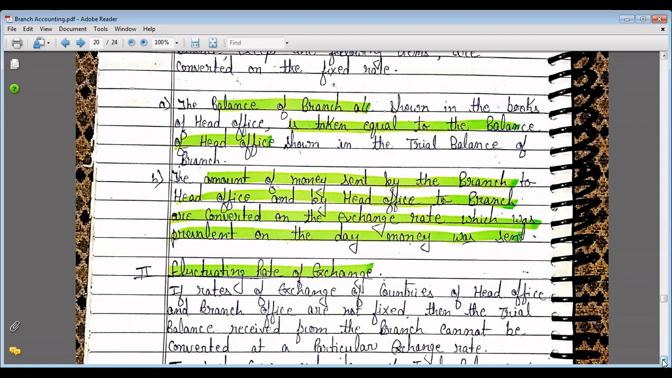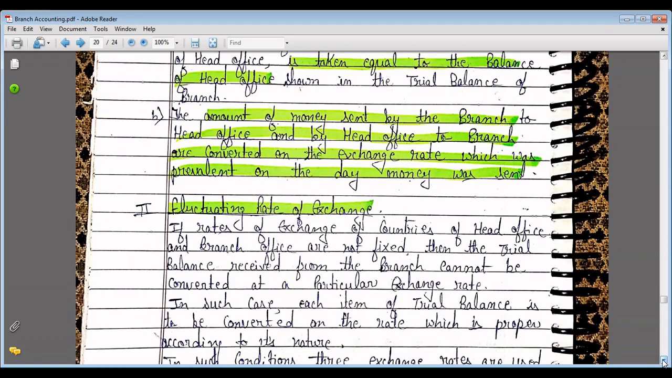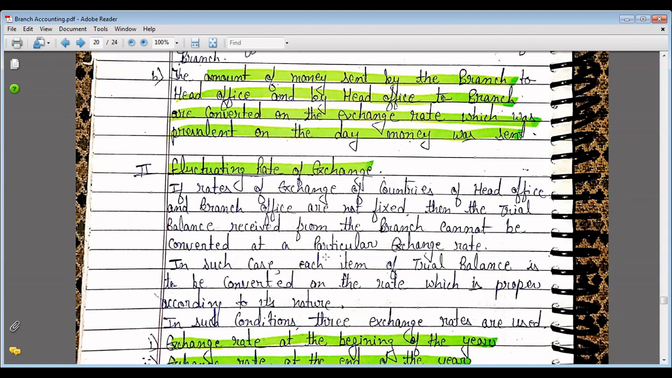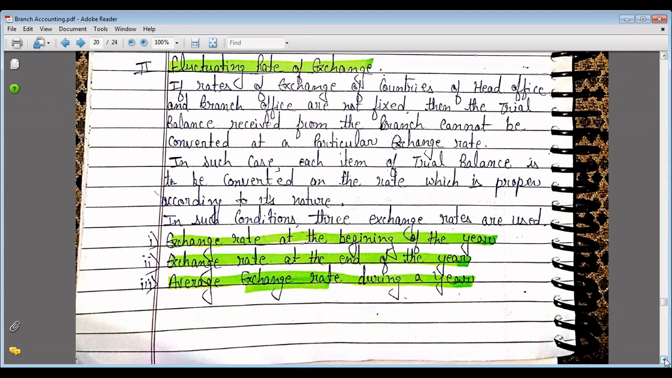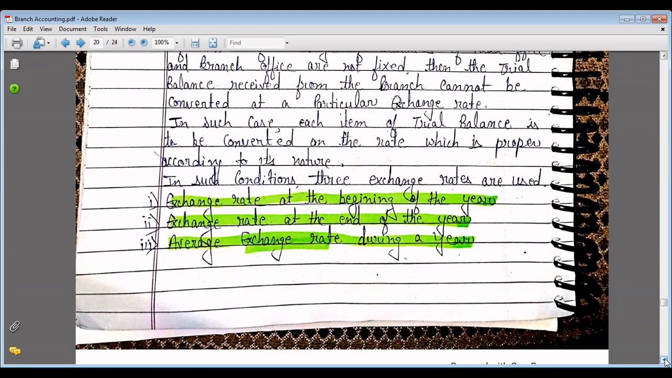Now, fluctuating rate of exchange. If the rates of exchange of the countries of head office and branch office are not fixed, then the trial balance received from the branch cannot be converted at a particular exchange rate. In such a case, each item of the trial balance is to be converted at the rate which is proper according to its nature. So we have some items which are converted at different exchange rates.